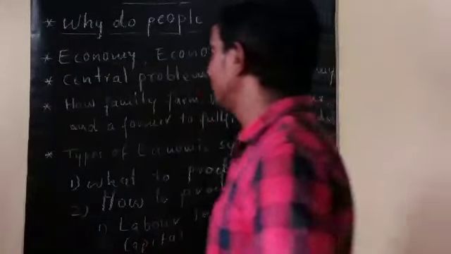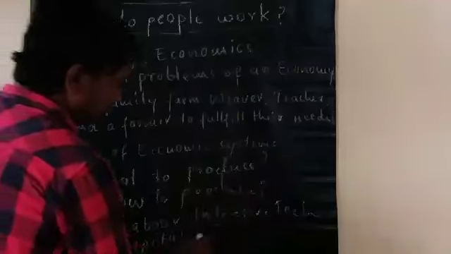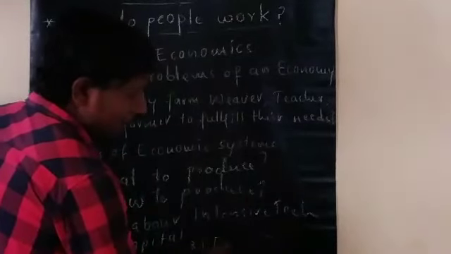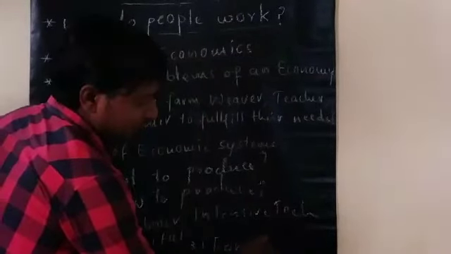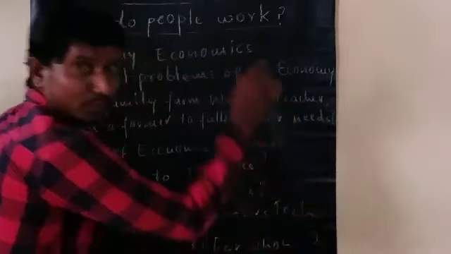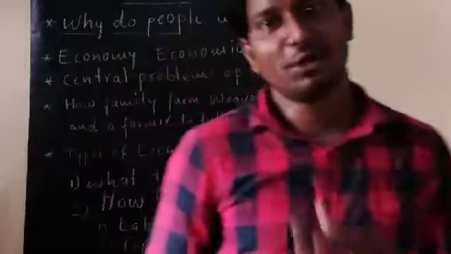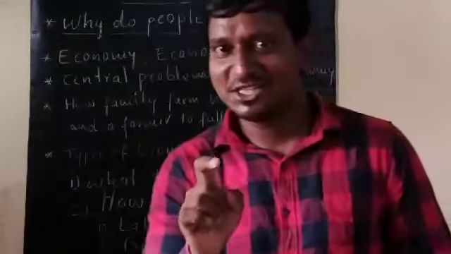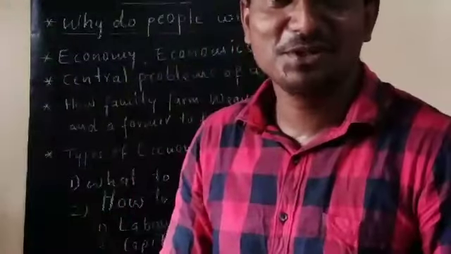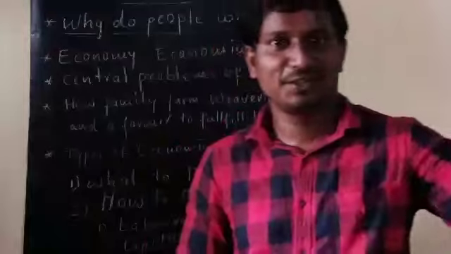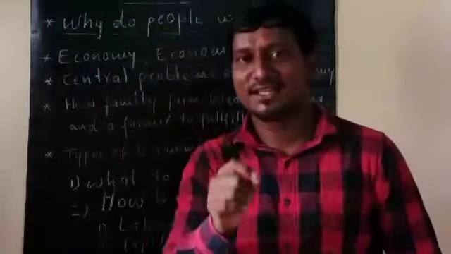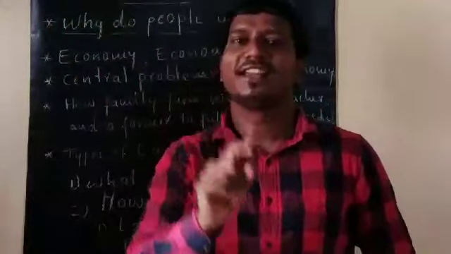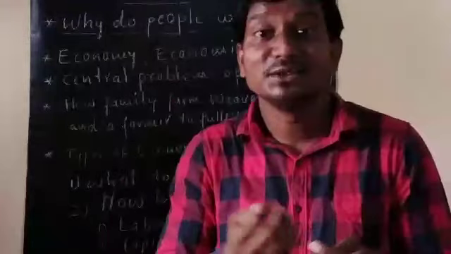And the last problem for an economy is for whom to produce. For whom to produce? You have decided what to produce. You already decided how to produce. Now the question arises, for whom you are going to produce? Is that for me, or is that for you, or is that for whom? For whom to produce is again decided by the users.